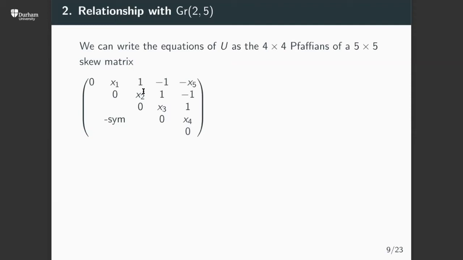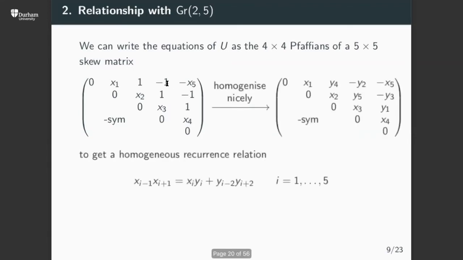And of course I could homogenize this matrix quite nicely. So I choose to homogenize it in some special way, and this homogenizes the recurrence relation. So if I choose that, I can choose the indices of my yi's nicely so that I get this kind of homogeneous recurrence relation down the bottom here.